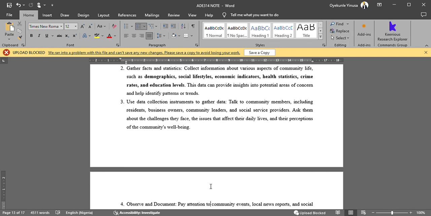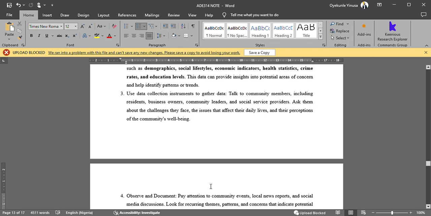You can use surveys, such as questionnaires, you can use interviews, you can use focus group discussions. So you need to meet with the community members and ask them questions about what is happening in the society, the challenges they are facing, issues that affect their daily lives, and their perception of the well-being of every member of the society, and how the community is faring. Trust me, they will download everything to you once you know your way around how to get this information.